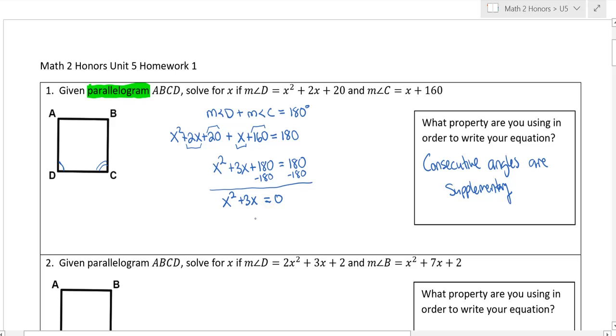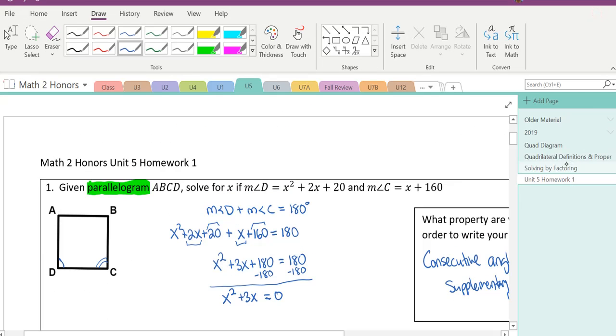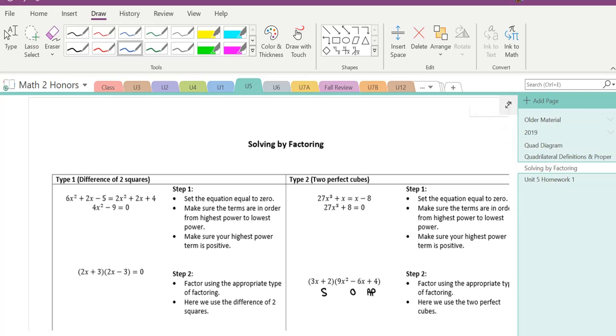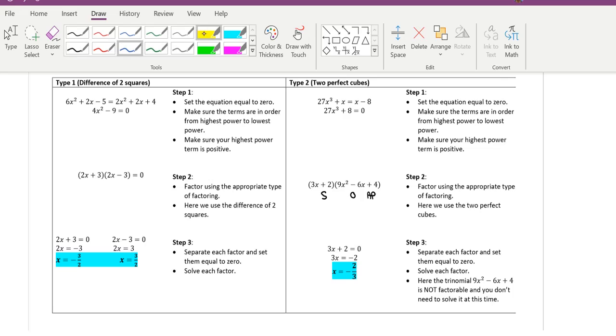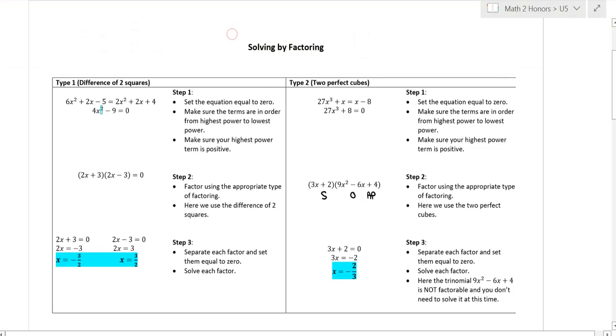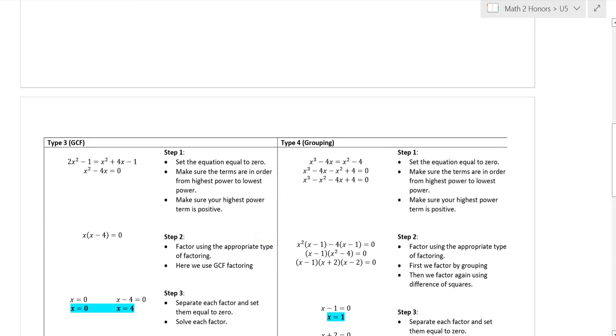Okay. If you get stuck at that spot, you can go back and look at the solving by factoring, at the place where we're equal to 0. We are at two terms. If you're left with two terms, you may want to factor a difference of two squares. Here we have two terms as well, so you want to look out for two perfect cubes. Or you may have two terms and it may be factoring a GCF. The other types have more than two terms.